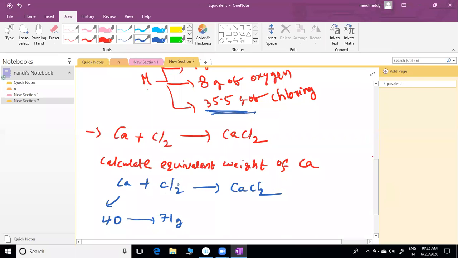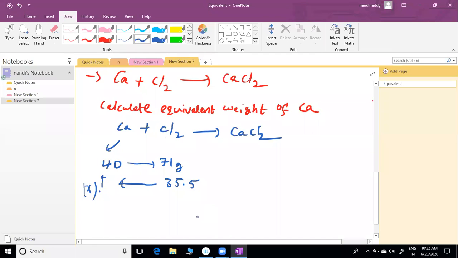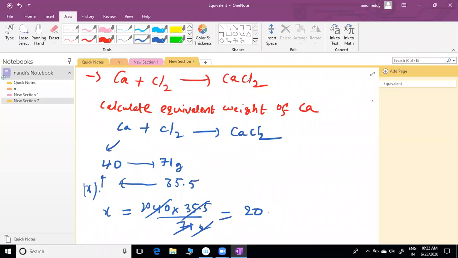So if 35.5 of chlorine can combine with how much of calcium? That is equal to the equivalent weight of the element X. Then X equals, by cross multiplication, sir, 40 into 35.5 by 71. We will get 20, sir. So 20 is the equivalent weight of calcium. Understood? So we are just applying the definition, just applying the definition.